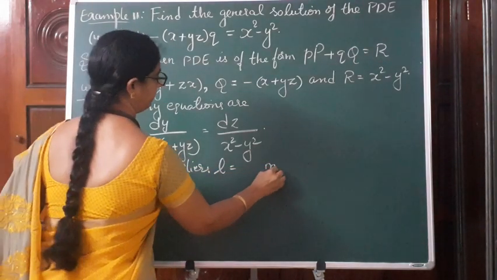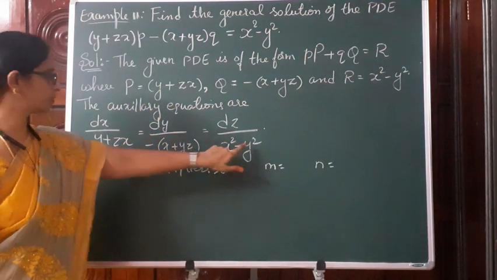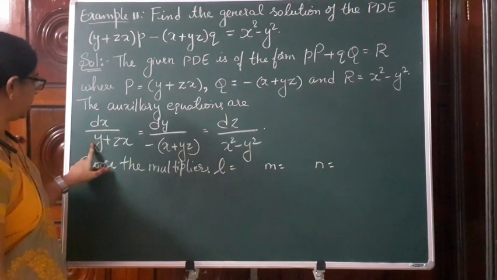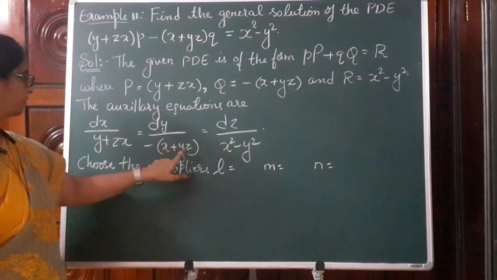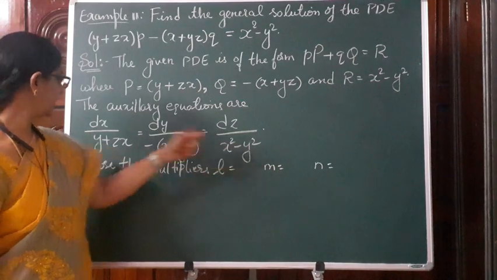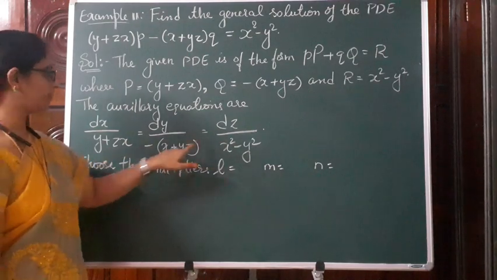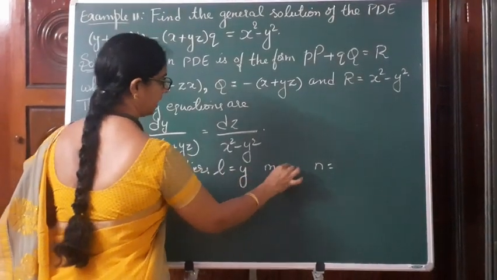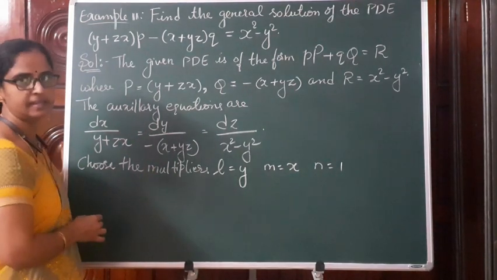L, M and N. See here we have x square minus y square. So if we multiply this with 1, we get x square minus y square; if we multiply y with y plus zx, we get y square plus xyz. And if we multiply minus of x plus yz with x, we get minus x square minus xyz. And if we add all the three, plus x square minus y square, plus y square plus xyz and minus x square minus xyz cancel. So that LP plus MQ plus NR becomes 0. So this may work out. So we take L is equal to y, M is equal to x and N is equal to 1 and check whether LP plus MQ plus NR is 0 or not.